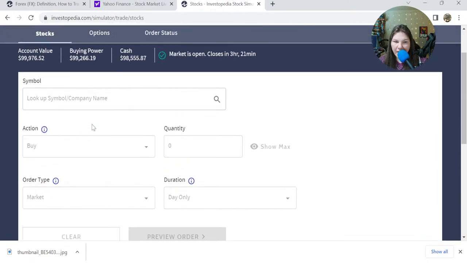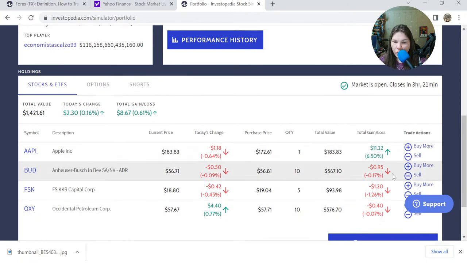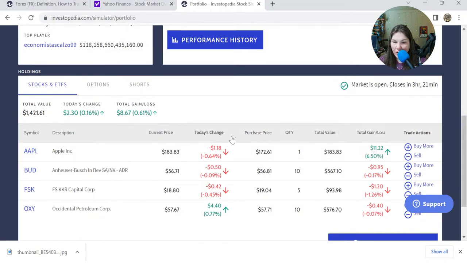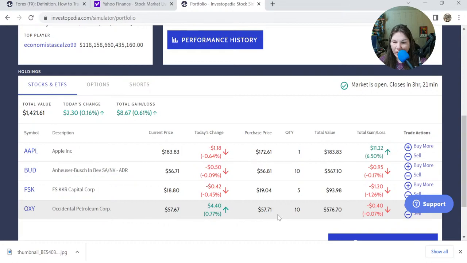So you go to the trade button, portfolio button. You can look at what you have. We purchased one Apple stock. Today, it's lost $1.18, though overall it's gained $11.22. Our only thing that gained money today was Occidental Petroleum Corp. We bought 10 of these because this is what Warren Buffett just heavily invested in, the Oxy.